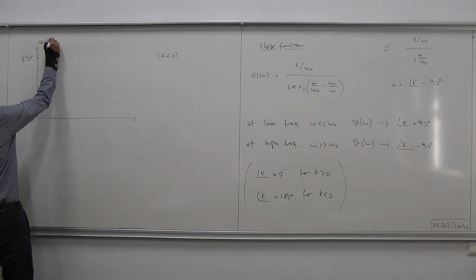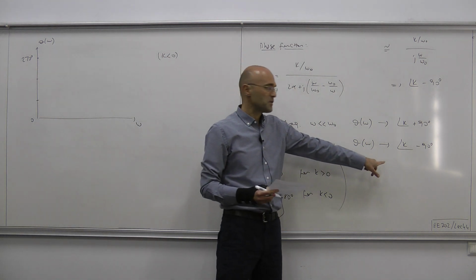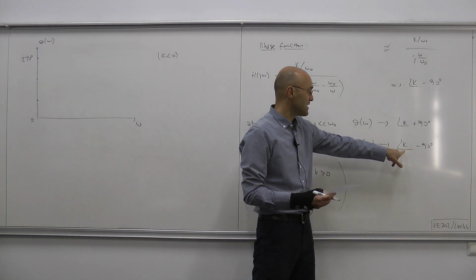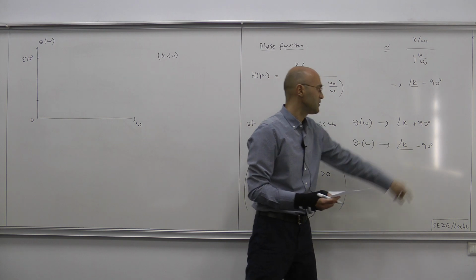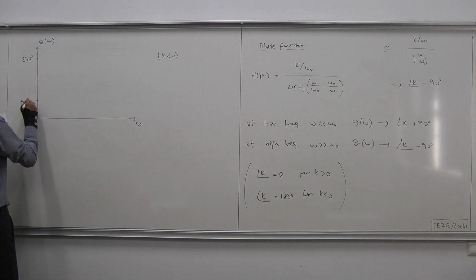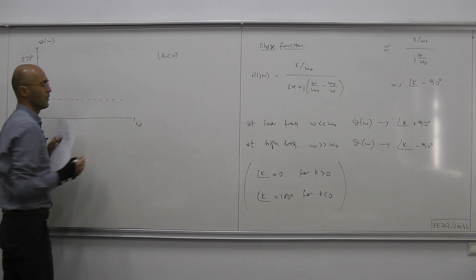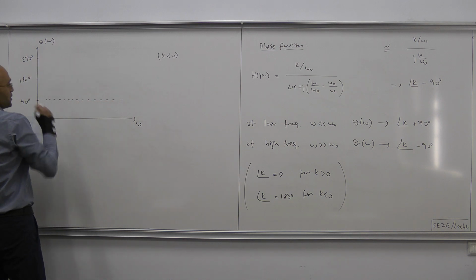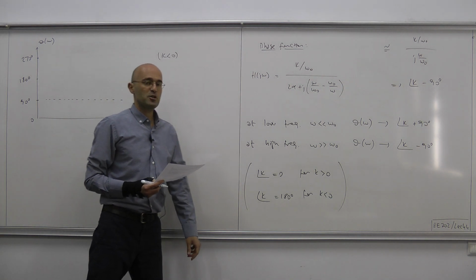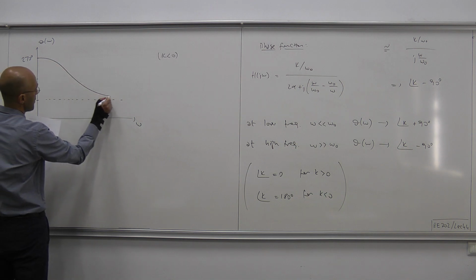270 degrees. And at very high frequencies, this is 180 degrees, 180 minus 90 degrees, so we are tending to 90 degrees. And this is 180 degrees. So the shape of the phase plot, therefore, will look approximately like this.